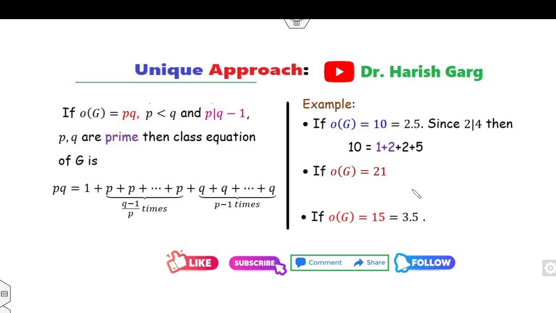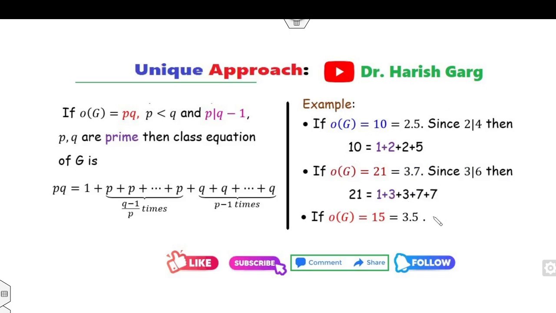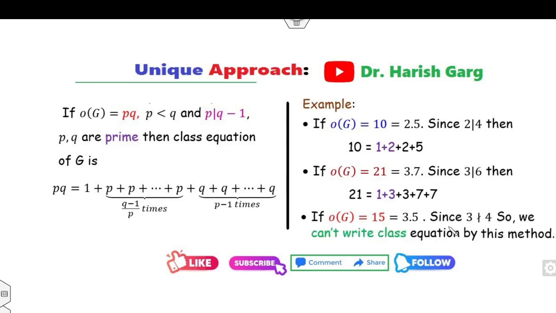Fine. Look at another one. Again you can write this by the second formula, 2 into p, p is my prime. But 3 into 7, 3 divides 6. Fine. So I can write 21 as 1, then 7 written 3 minus 1, 2 times. What is the quotient of this? 2. I have to write 3 how many times? So I have written 3 2 times. So look at this one. 3 divides 4? It is not possible. 3 doesn't divide 4. That means this formula you can't use to write the class equation.